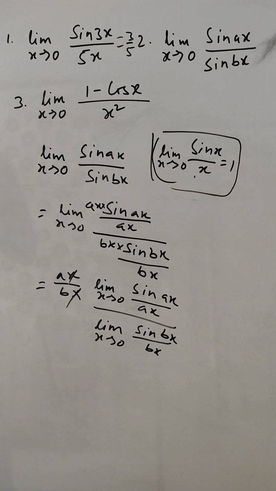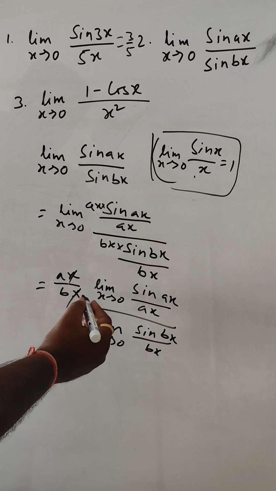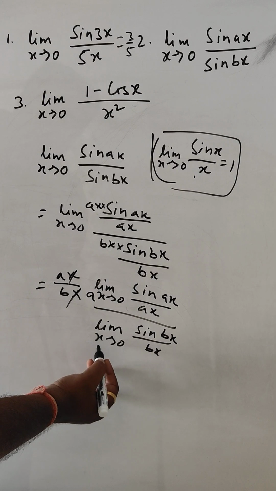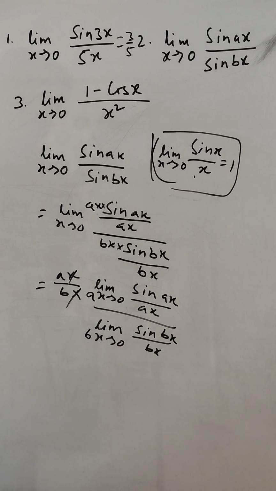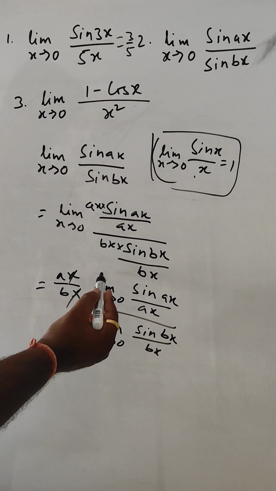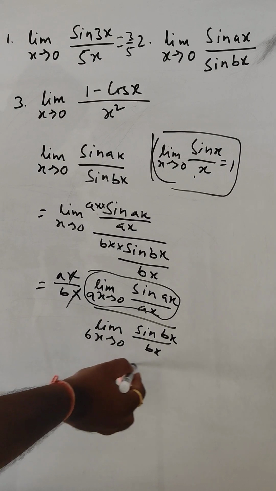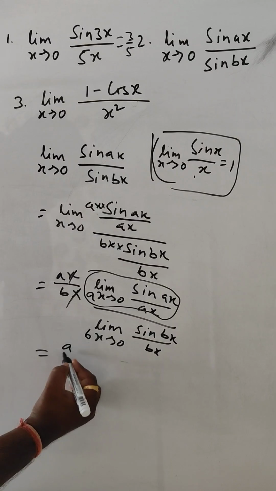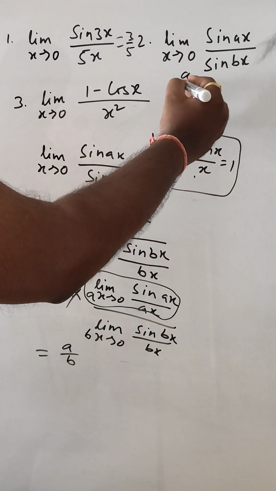Okay, now x tends to 0, so ax can also tend to 0, and here x tends to 0, so bx can also tend to 0. So this portion is 1, and similarly this portion is also 1. So here a by b is the answer for this problem, a by b.